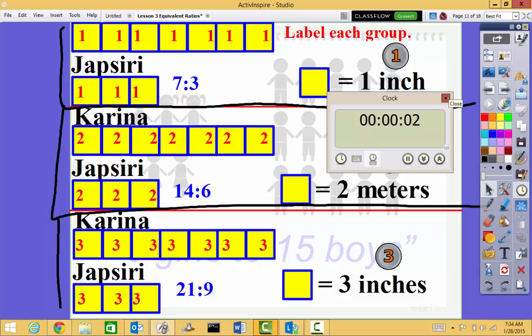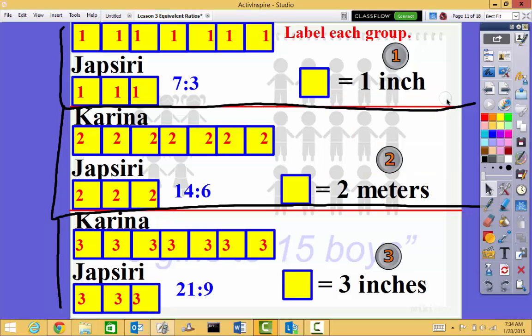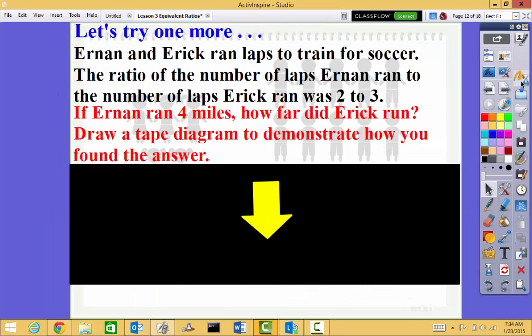All right, pencils down, eyes up at the active board. Okay, so we're going to try one more. We're going to go much faster on this one.